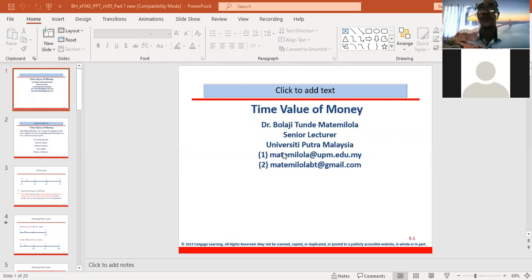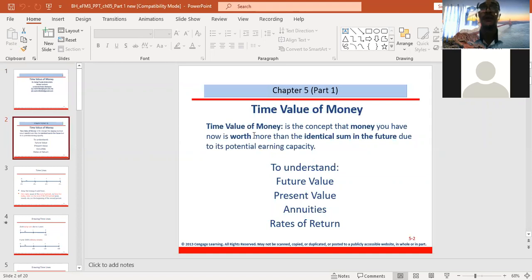So today we are going to look at time value of money. It's one of the important topics in financial management. Money has value because an identical sum in the future is worth less, due to its potential earning capacity. What it means is that if you have 100 USD today, you can buy more things. If you keep the $100 for 1 year or 5 years, at the end of that time, what you can buy with the money will have reduced. One of the reasons is inflation. That is the reason why we have the concept of time value of money.